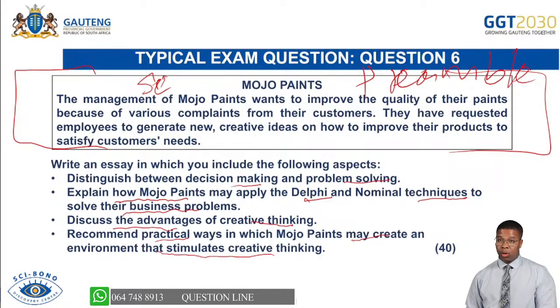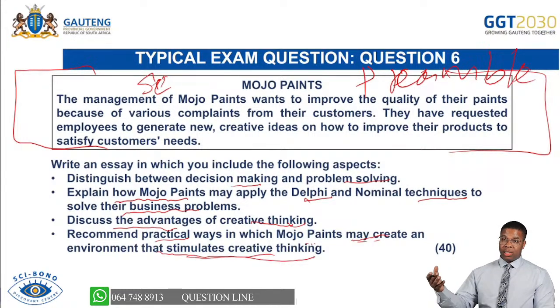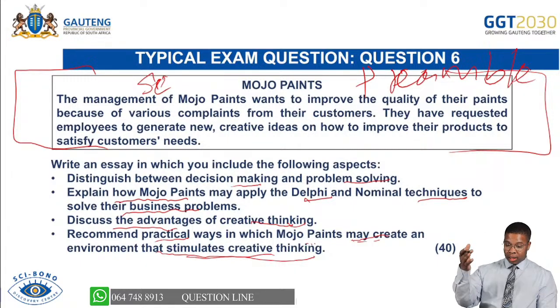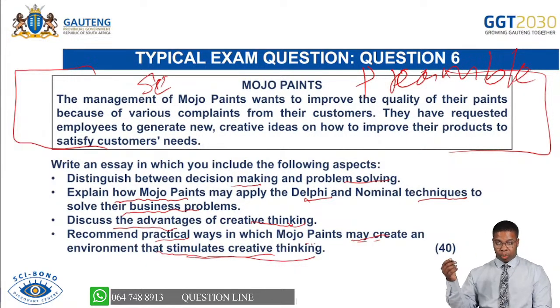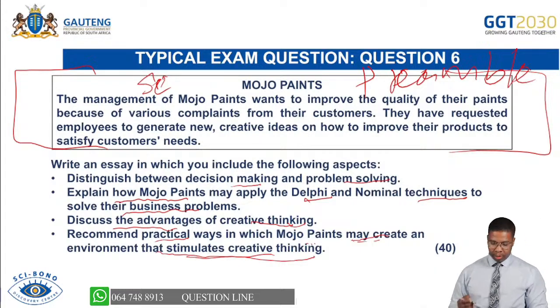So that is how they can ask, because they can either ask Delphi or nominal group, or force field or brainstorming to say, explain how it is applied. Then they can say, discuss the advantages or recommend ways in which the business can create an environment that stimulates creative thinking. That's it. So you practice, you do well. The two essays that are potentially there, and one will be there, is either ethics and professionalism or creative thinking. So practice, practice, practice, and all the best for tomorrow.